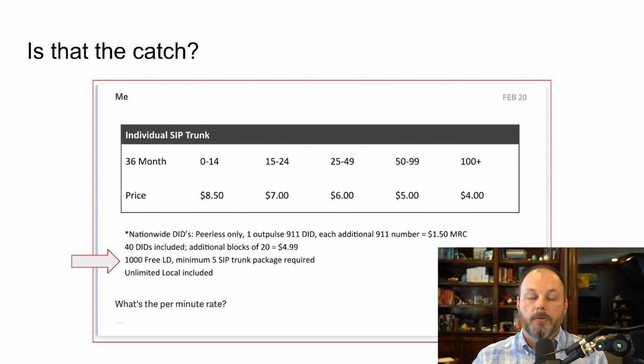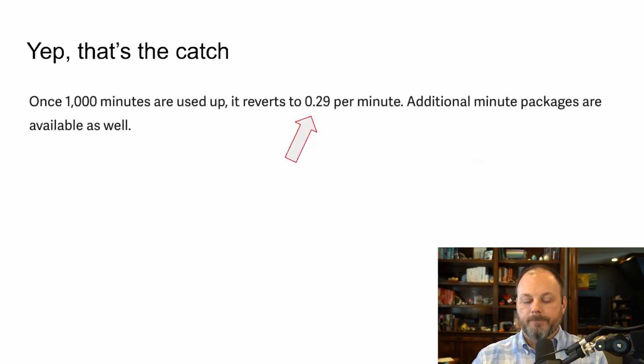And I replied, hey, what is the per minute rate on this exactly? Because now I'm suspicious. And here's the catch. Once your 1,000 minutes are used up, you're going to pay 2.9 cents per minute. So this in notation would be 0.029.